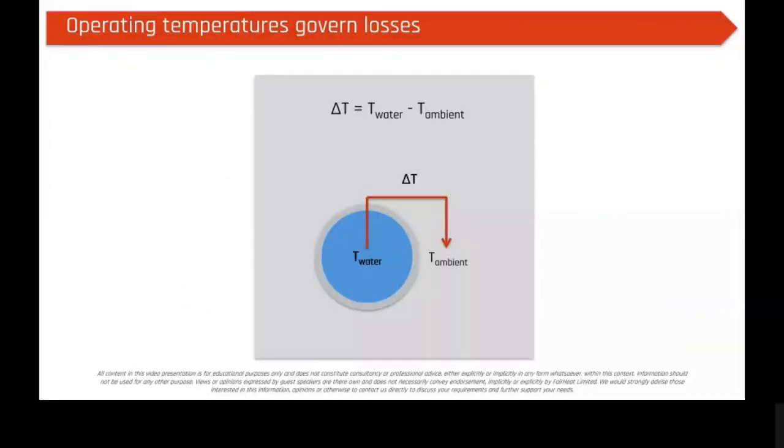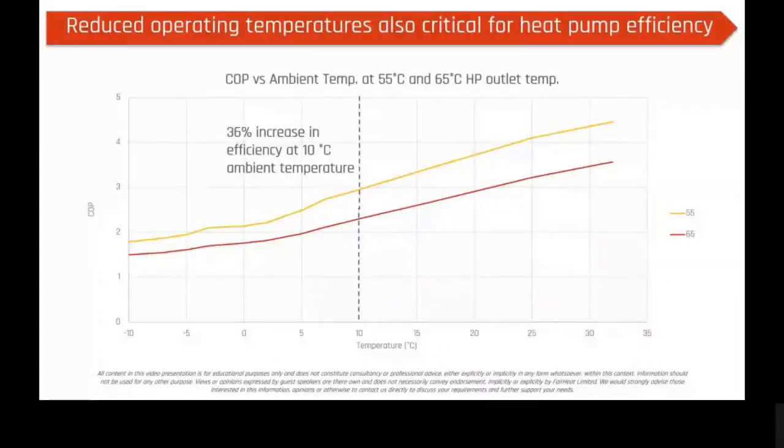Obviously, reducing operating temperatures, the smaller the difference we can get between our ambient temperature and our flow temperature and return temperature, the lower our losses will be. But as I was saying, that's a double whammy, because our heat pumps will also operate more efficiently.